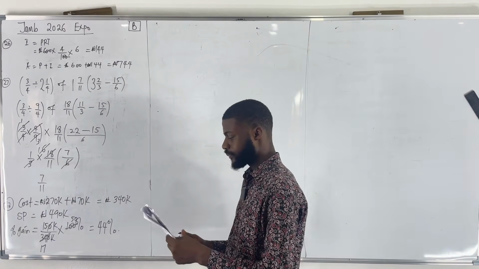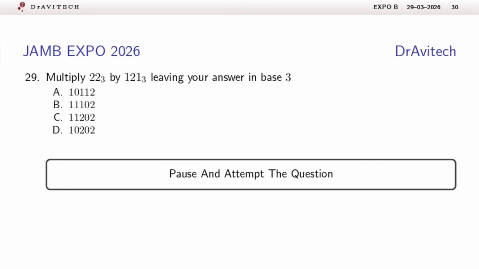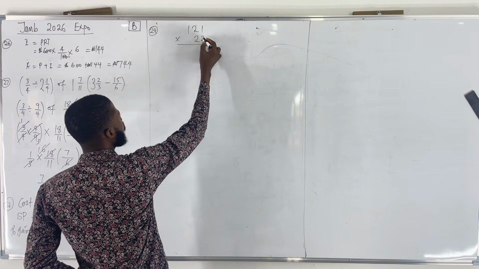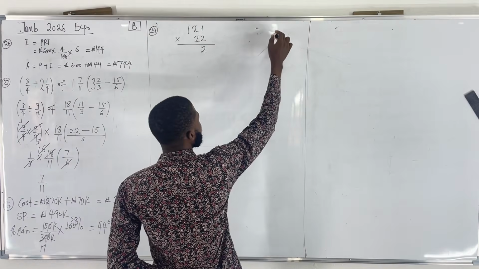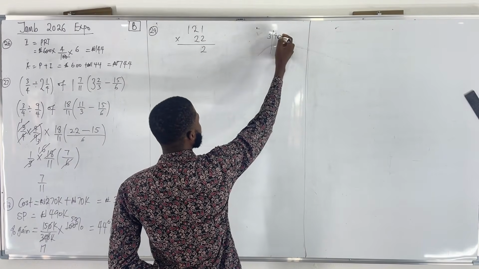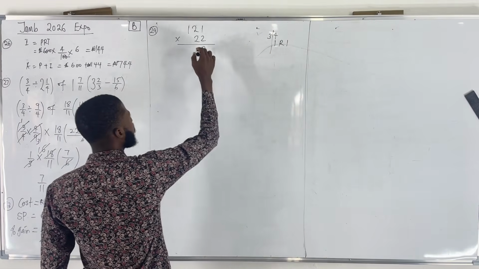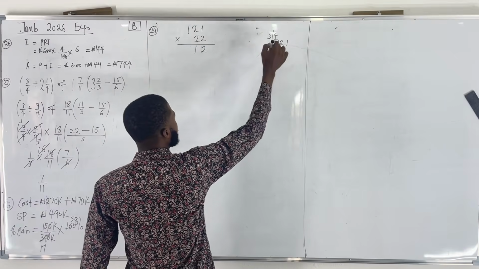Okay, next one. Next one says, multiply 22 base 3 by 121 base 3. You must leave your answer in base 3. So that's question 29, and this is easy. So we have 121 times 22. Now 2 times 1 is 2. 2 times 2 is 4. But we're in base 3, so what's 4 in base 3? You convert 4 to base 3. This will be 1 remainder 1. So you write your 1, then carry this very 1.